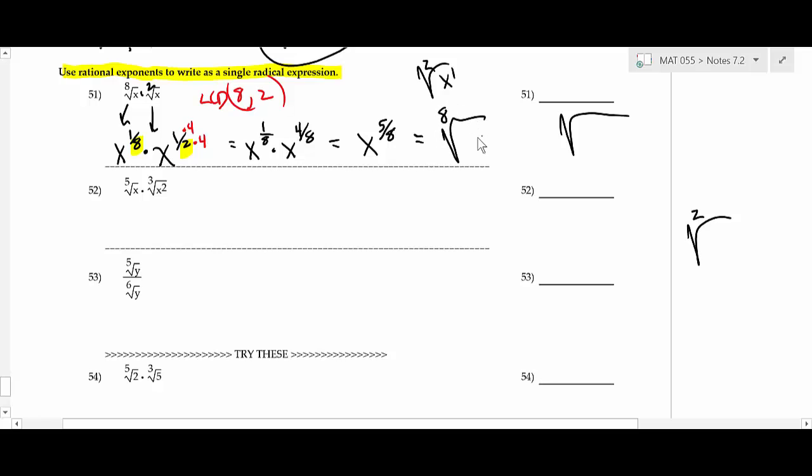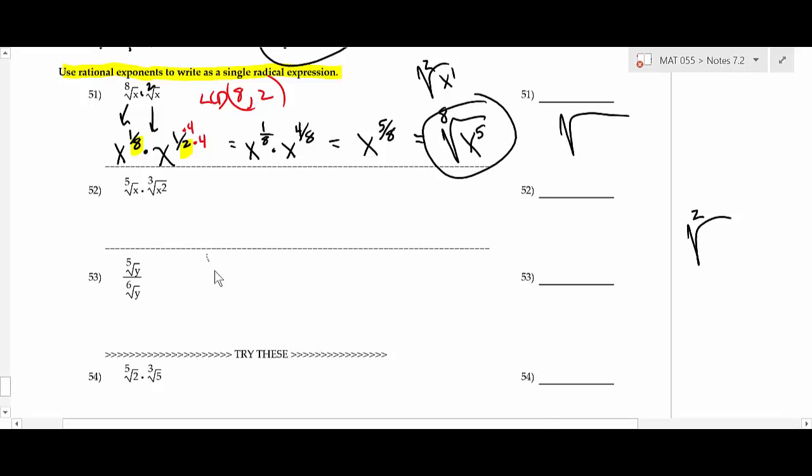8, and then where does the 5 go? Underneath. That's your answer right there. So see, your answer is going to have one radical, and the only way to accomplish that is to make sure that you have a common denominator. Does that make sense? Okay.